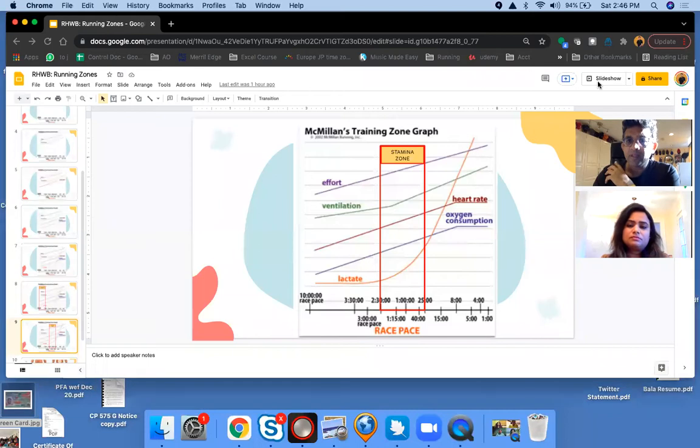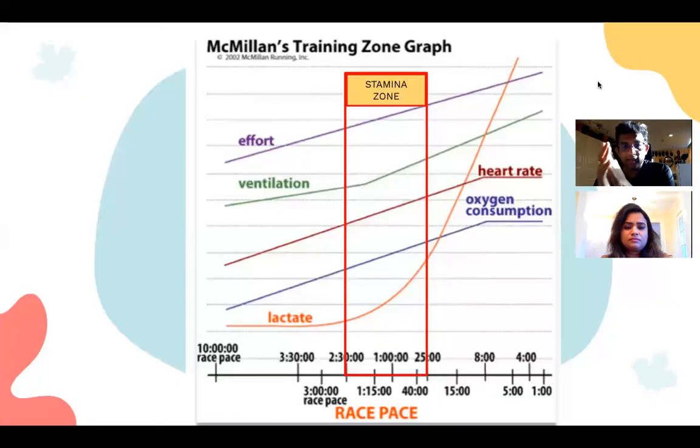And let me get back to the slide, the chart, to showcase to you what is happening on the faster zones of training. So if you think about it, let me share my screen. So if you think about it, this is the stamina zone, Dipti, which is somewhere between around the 2:30 pace to about 25 minutes race distance. You see in the stamina zone, what is happening?